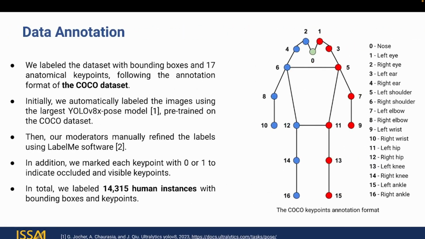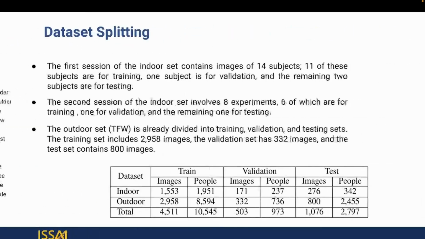We annotated our dataset with bounding boxes and 17 anatomical keypoints in alignment with the COCO dataset format. Initially, we used the largest model of YOLOv8-Pose pre-trained on COCO for automatic labeling. Subsequent refinements were made manually by our moderators using LabelMe software. Each keypoint was also marked as 0 for occluded or 1 for visible.